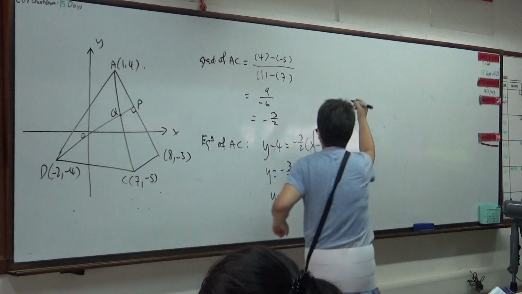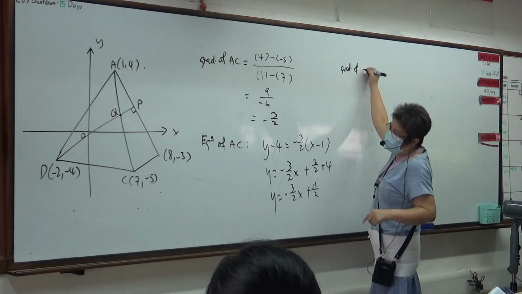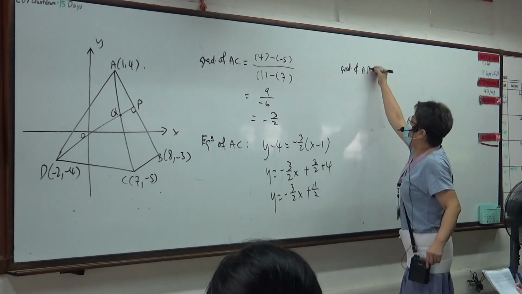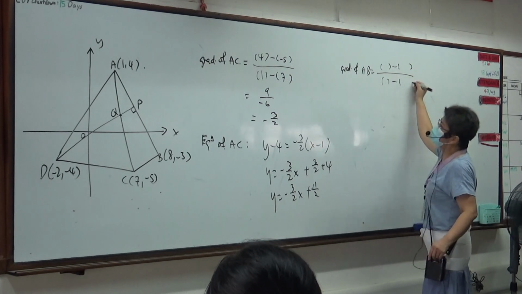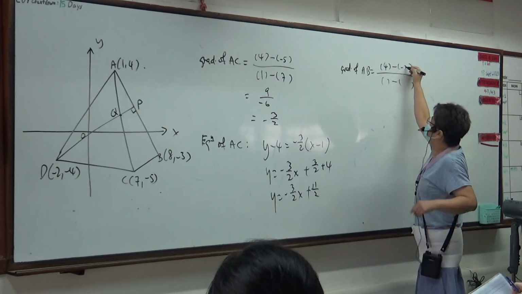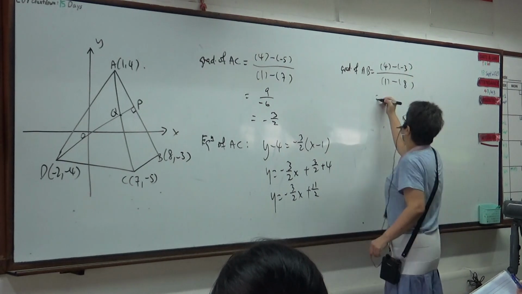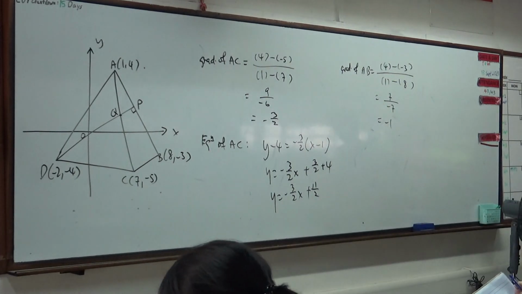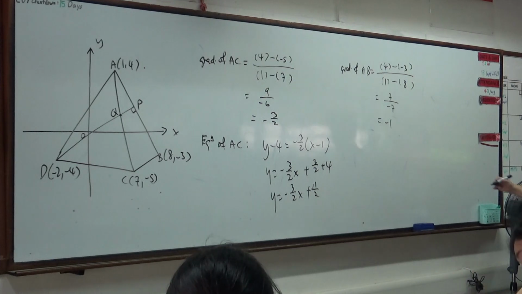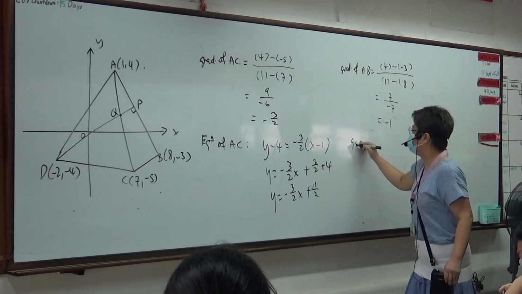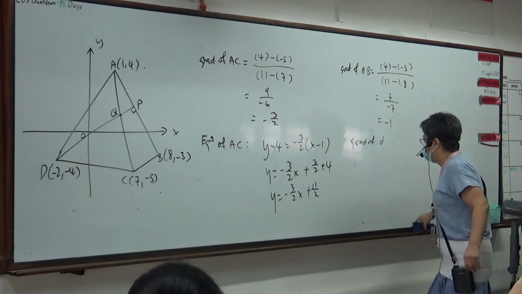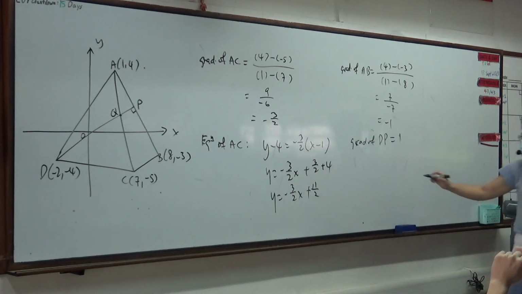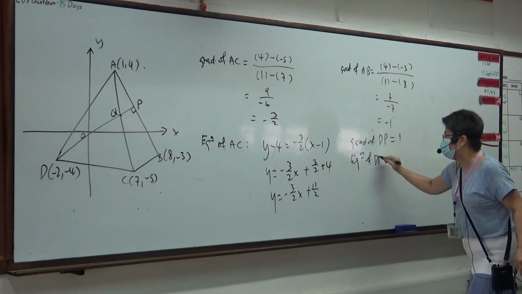Okay, I'll present it for you again. Gradient of A, B, right? The gradient of AB will be 4 minus 3, 1, 8. 7 over negative 7, negative 1, right? Is it 1 or negative 1? Negative 1, right? Okay, so what's the gradient of DP? The gradient of DP will be 1, right? Can you see? Okay, so what is the equation of DP?